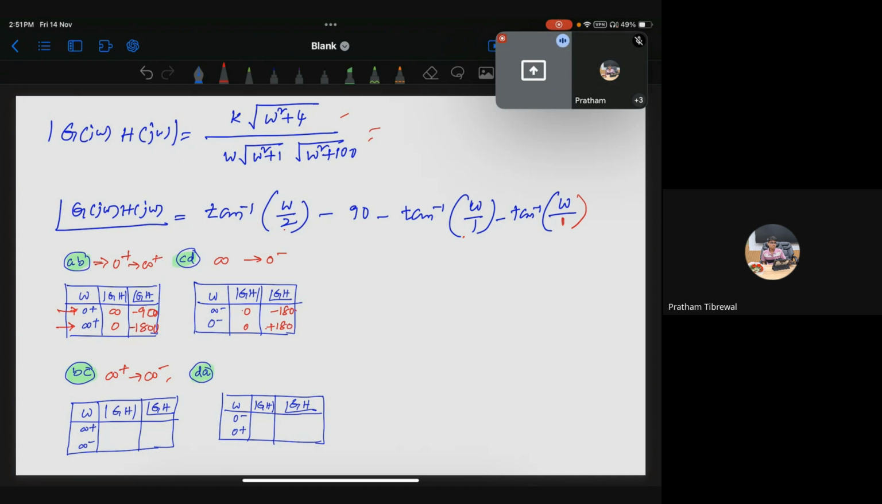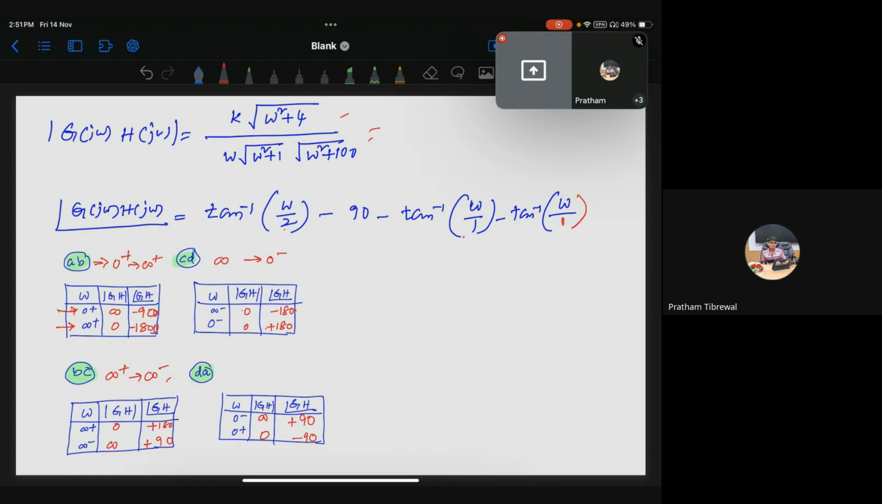Then infinity minus: infinity plus and infinity minus are both the same. Here you will get 0 with plus 180, then infinity with plus 90, and 0 with minus 90. Please check these values.